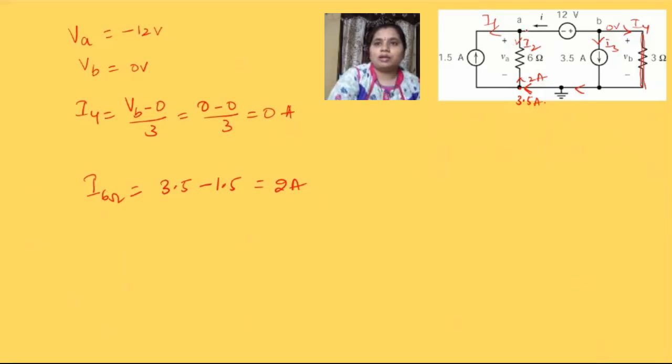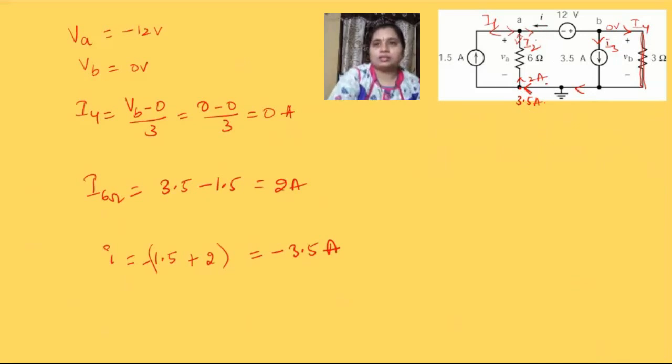The current leaving this junction will be I, which is 1.5 plus 2, but in the opposite direction. So it is minus 3.5 amperes. That means the current direction given in the question is opposite to the direction in which the current is actually flowing.